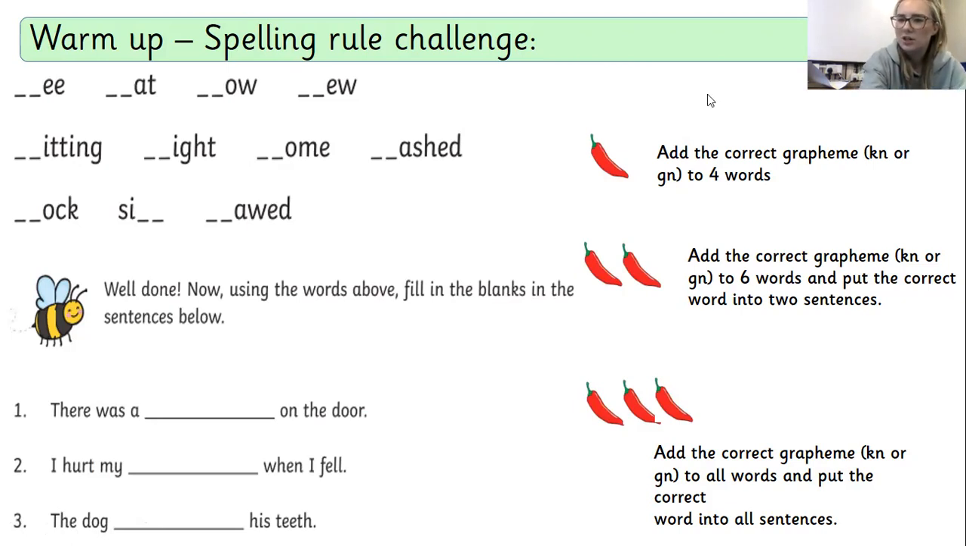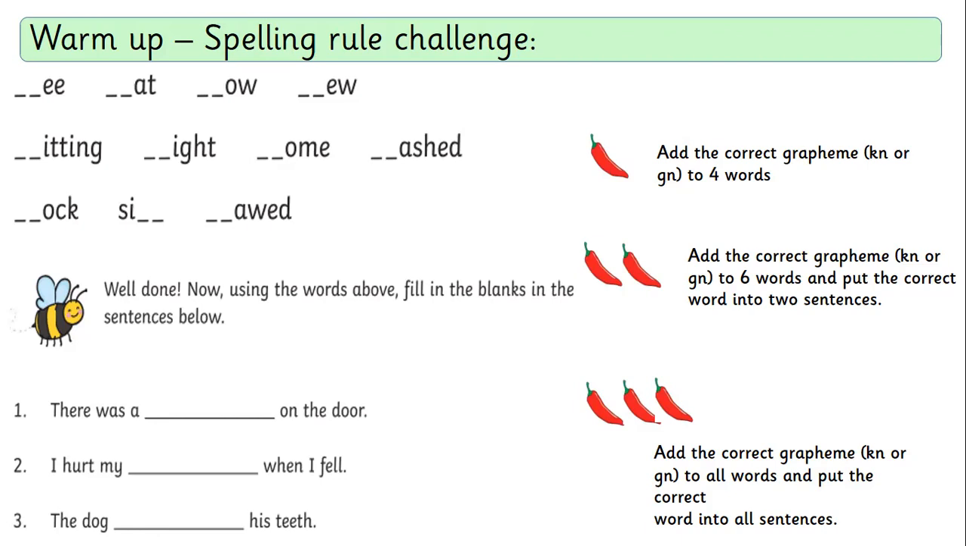So I'm just going to show you the chilies because there's going to be a little chili challenge for this one. So if you are doing a 1 chili challenge, I'd like you to do 4 of those words, please. If you are doing a 2 chili challenge, I'd like you to do 6 of them. And I'd also like you to put 2 of the words into 2 sentences.